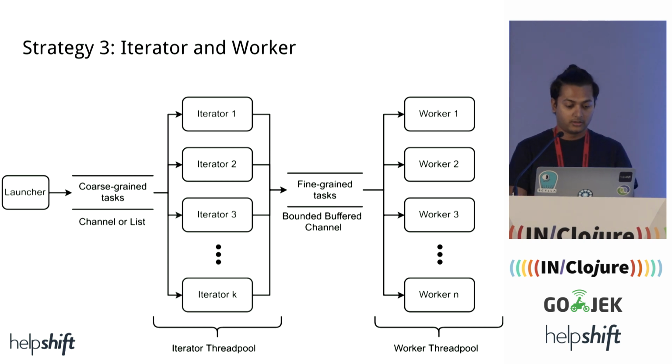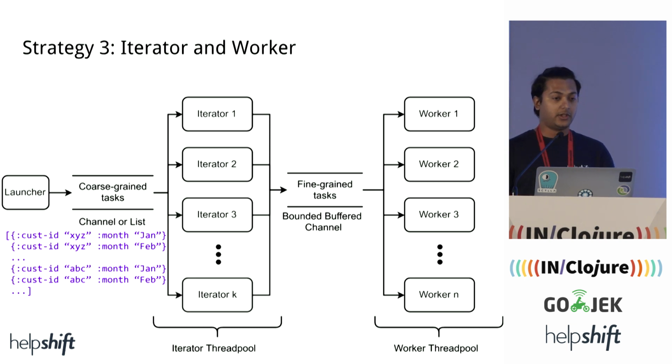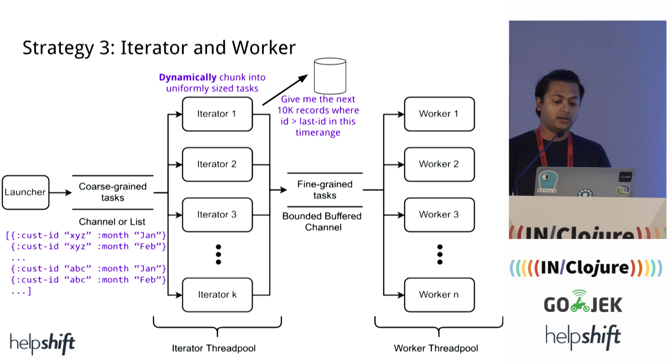So let's see how that all fits together. As before, let's say that we are giving the same data to the task framework. So we have customers and months. Each of these tasks is given to our iterators. And what does the iterator do? It just calls a database and says that for this month, for this customer, give me the next 10,000 records, for example. And it can do this using the primary key or some index to make it as fast as possible. But the iterator's job is just to collect the data and to package it in a way that the worker can execute on.